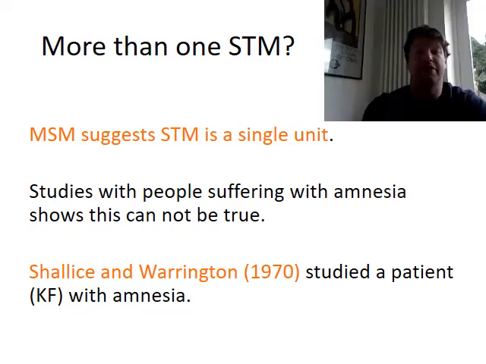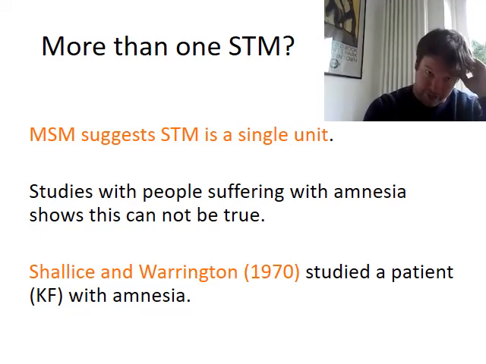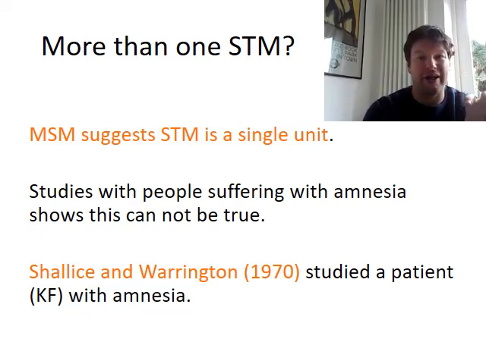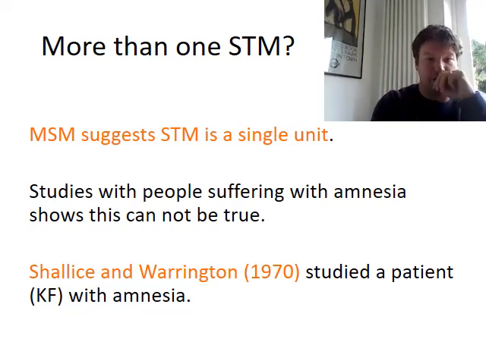One of the main parts of the model is that there is one single unit of short-term memory. As we'll find when we compare it to a different model next week, it seems that there's more to short-term memory than just one single block. Studies with people suffering from amnesia show this cannot be true. So some people can remember some things, and it's not as simple as one particular box. KF we can look at.